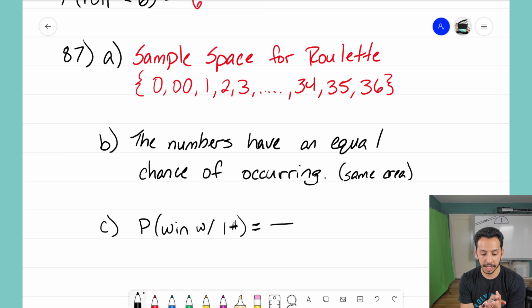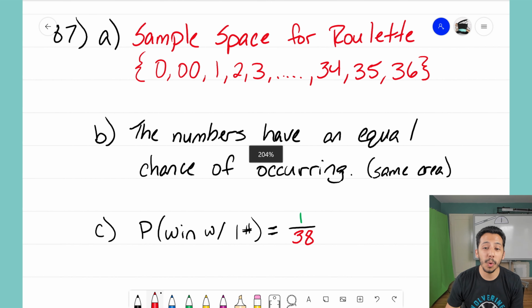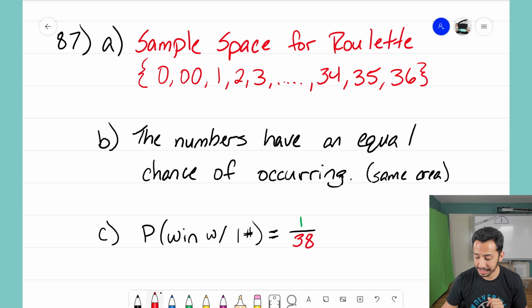Perfect, Gianni. Yes, Gianni, you did it correct. No, I haven't seen the mistake yet. Yes, it's got to be. We know we're picking one number, so we'll put the 1 on top. And remember, there's 38 possible numbers. It's not 36, right? We think it's 36. We forget about the zeros. We can't forget about those zeros. Absolutely correct. You have a 1 in 38 chance of winning this game.